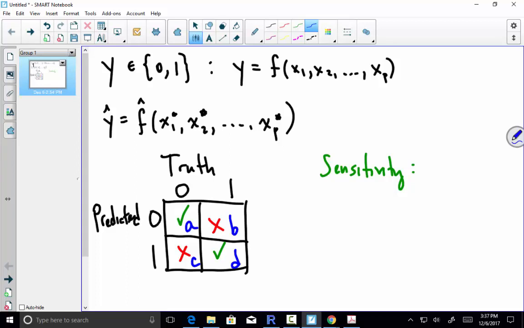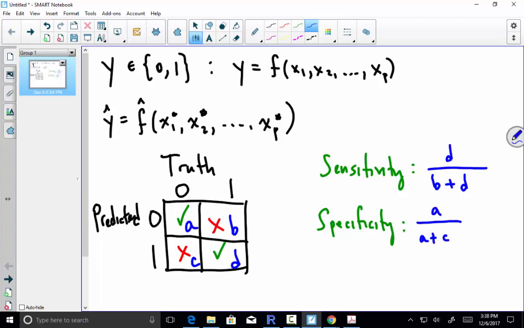So sensitivity is the proportion of true positives that we correctly classified as positive. Sensitivity is a true positive rate. So out of those who are true positives, that would be B plus D. That column of ones, those are all the individuals who are truly positive. Sensitivity is what proportion of them did we correctly classify as positive. Where specificity is what proportion of true negatives did we correctly classify.